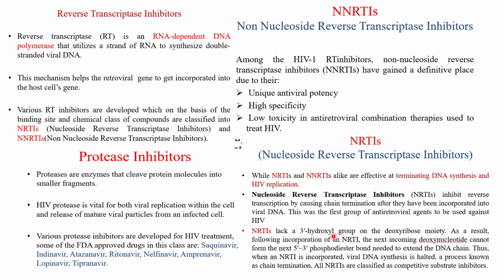NRTIs lack the 3' hydroxyl group of the deoxyribose moiety. As a result, following incorporation of an NRTI, the next incoming deoxynucleotide cannot form the 5' to 3' phosphodiester bond needed to extend a DNA chain. Thus, when an NRTI is incorporated, viral DNA synthesis is halted. This process is known as chain termination. All NRTIs are classified as competitive substrate inhibitors.